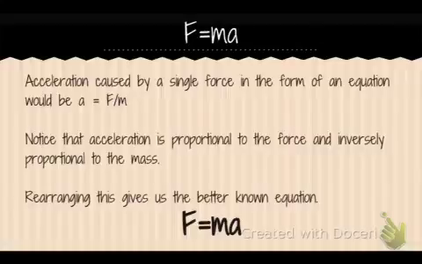Acceleration caused by a single force, in the form of an equation, would look like acceleration equals the force divided by the mass. This allows us to look at how force and mass are related to acceleration. Notice that acceleration is proportional to the force, so as the force gets bigger, so does acceleration, and it's inversely proportional to the mass. So as the mass gets bigger, the acceleration gets smaller. Rearranging that equation gives us the better known equation, F equals ma, and that in itself is Newton's second law.